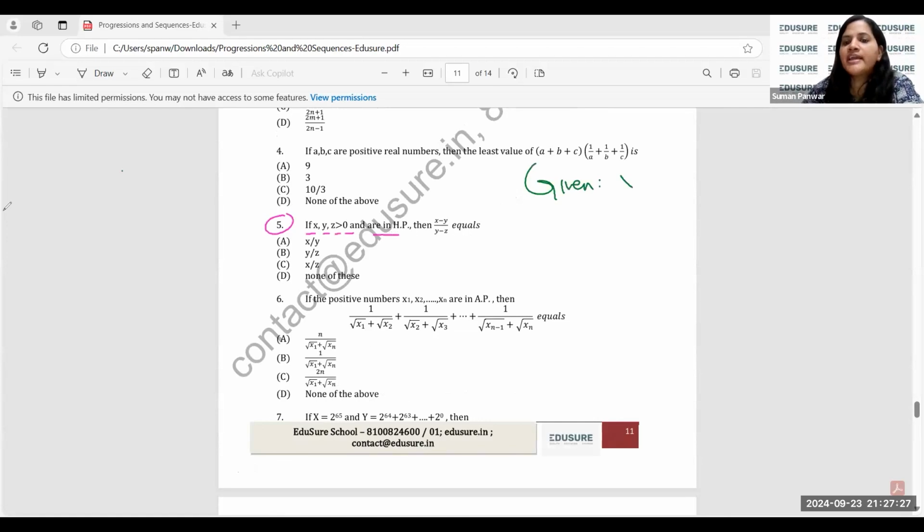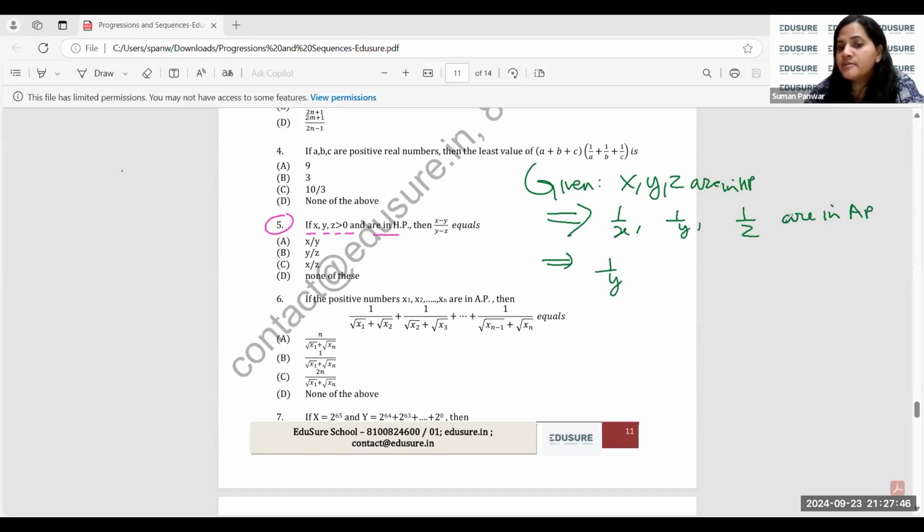It is given that X, Y, Z are in HP. What does it mean? It implies that 1 upon X, 1 upon Y, 1 upon Z are in AP. What does that mean? It means second term minus first term should be equal to third term minus second term. Why? Because second term minus first term is the common difference, and third term minus second term is also the common difference. Common difference of an AP is the same. So this is going to happen.